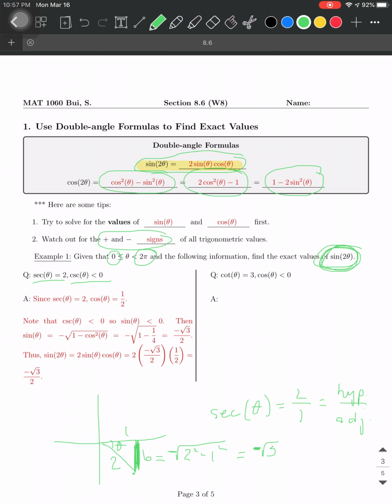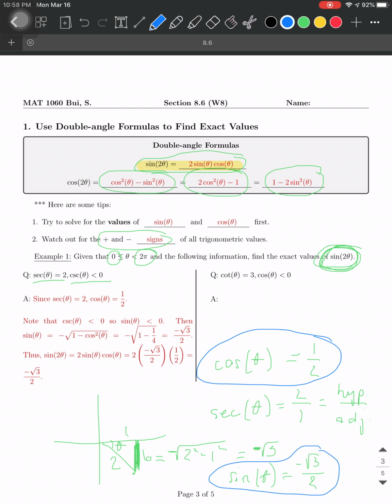Okay, so now, how can we find the value of sine theta and cosine theta? Sine theta equals opposite over hypotenuse. So we have opposite, which is negative square root of 3, over 2. And then for cosine theta, I'm running out of space, so let me just come up here and write cosine of theta. It equals adjacent over hypotenuse, so we're going to have 1 over 2. Let me circle the values of sine theta and cosine theta in here and here.